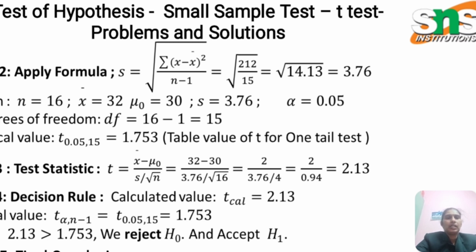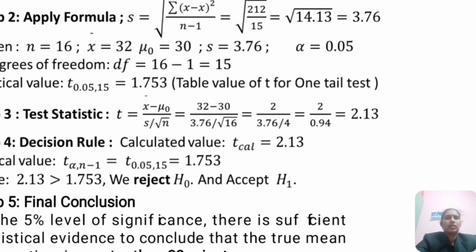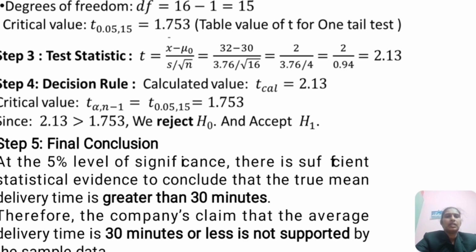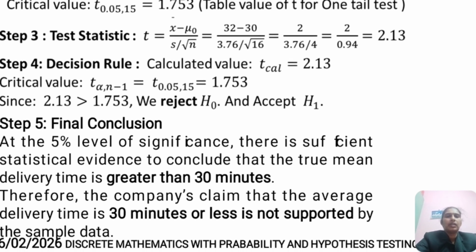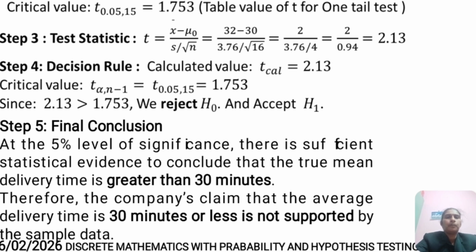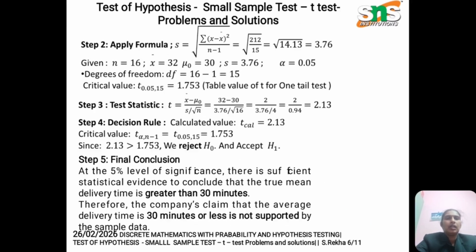After calculating, the degree of freedom is 16 minus 1, that is 15. t equals x bar minus mu naught by s by root n, that is 32 minus 30 by 3.76 by root 16. I will get 2 by 0.94. So the final conclusion is that at the 5% level of significance, there is sufficient statistical evidence to conclude that the true mean value is greater than 30 minutes, although the company claims that the average delivery time is 30 minutes, and we can accept the alternate hypothesis.